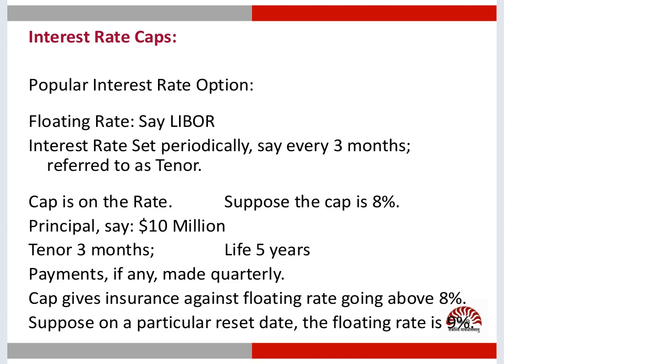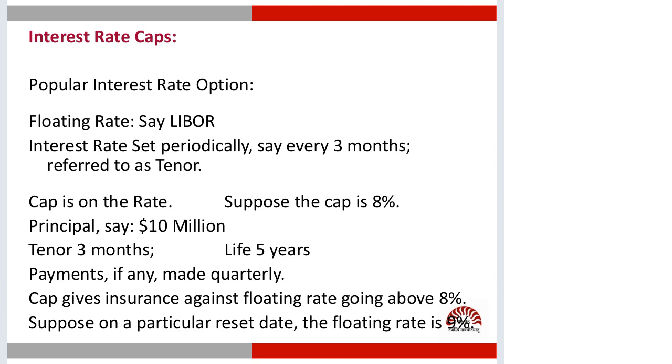And since I'm looking at quarterly, any payment that gets generated is made on a quarterly basis. What does this do? This gives me an insurance against the floating rate going above 8%. And that is essentially something like a cap. That's the maximum that it can go to. And therefore, that is what is called an interest rate cap.